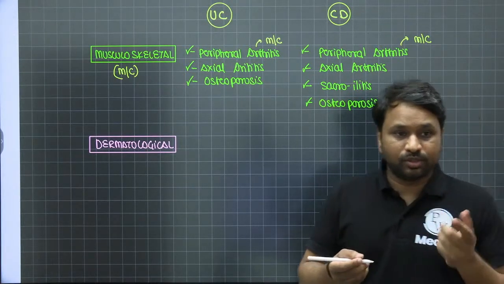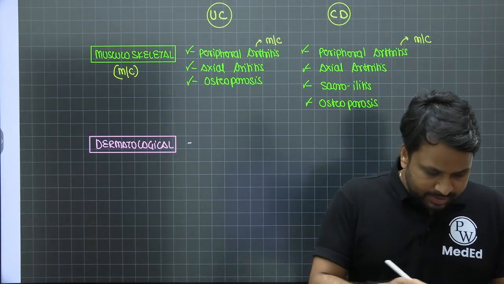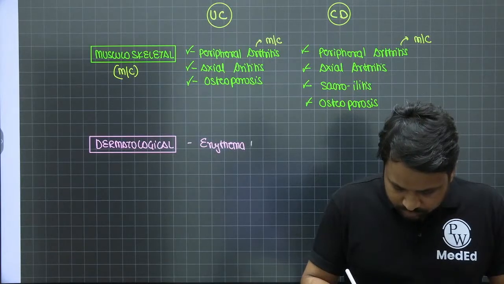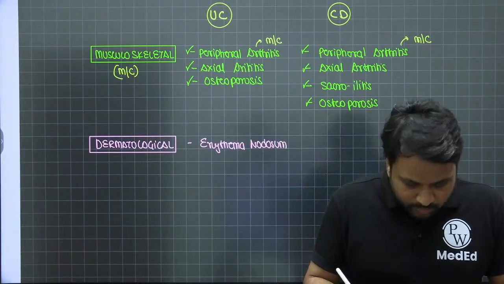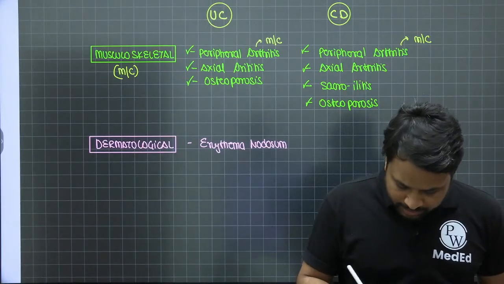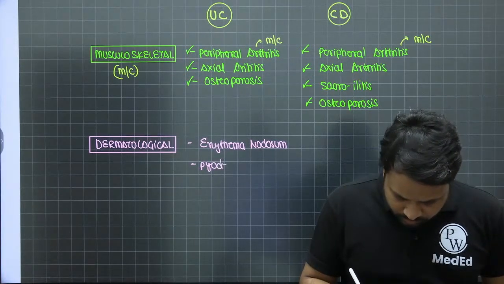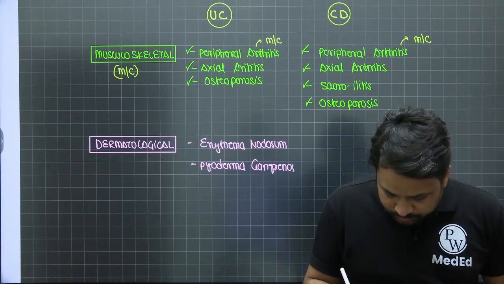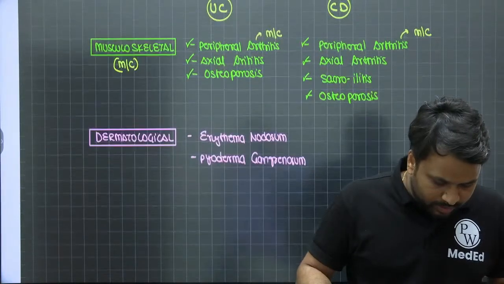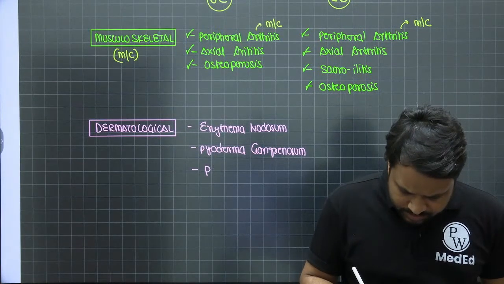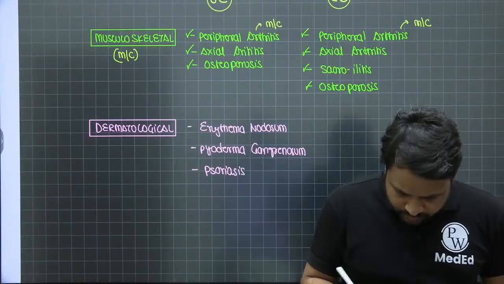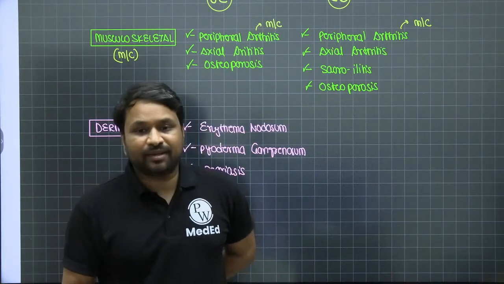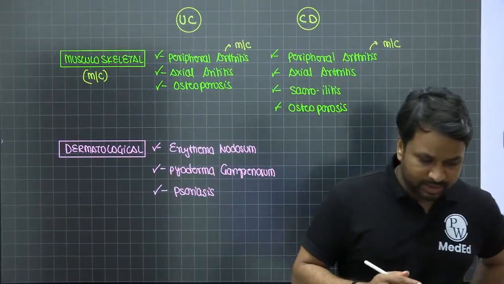So, talk about dermatological manifestations in ulcerative colitis. It is associated with erythema nodosum, pyoderma gangrenosum, and rarely it is associated with psoriasis. So, erythema nodosum, pyoderma gangrenosum, and psoriasis are the skin manifestations that you see with respect to ulcerative colitis.